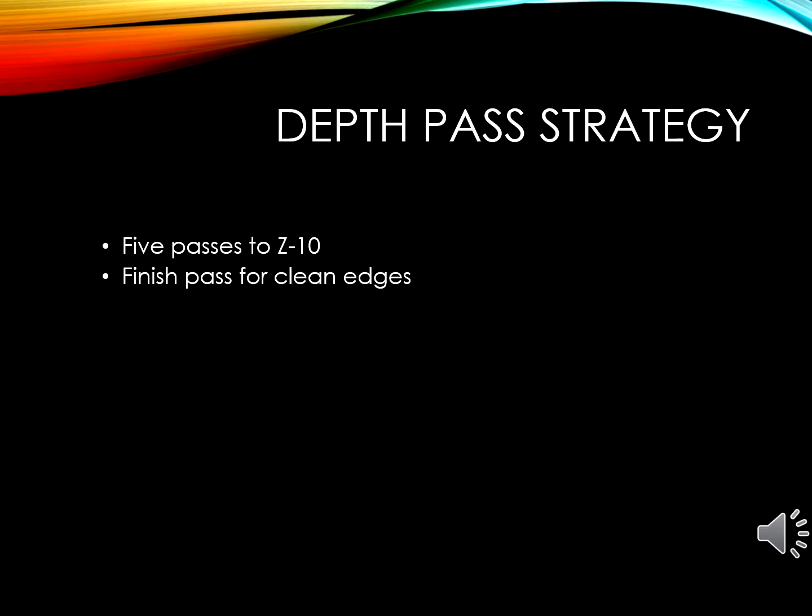Depth pass strategy. To cut the full thickness of 10 mm safely, we divide the cut into 5 passes. For example, we might cut the rectangle at Z2, Z4, Z6, Z8, and finally Z10. After reaching the full depth, we perform one finishing pass. A finishing pass uses a slower feed rate and light cutting to improve surface finish and dimensional accuracy. This is important because roughing passes can leave small marks or slight discrepancies.